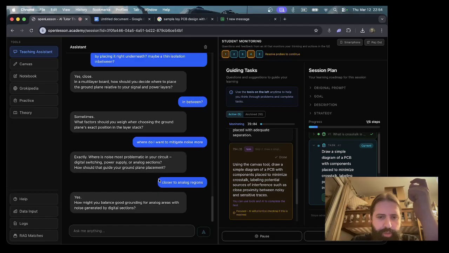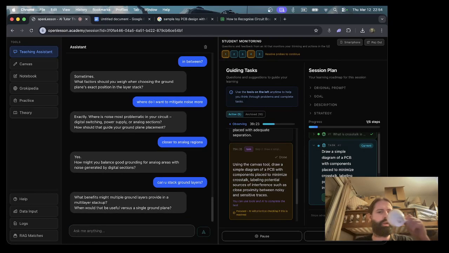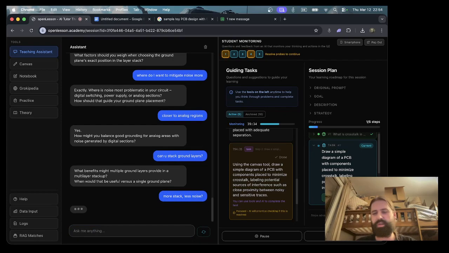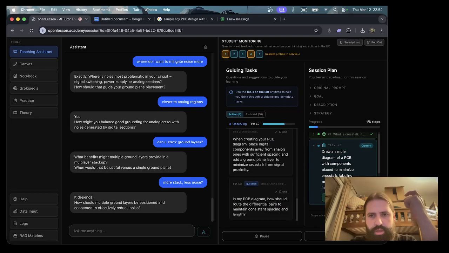How might you balance good grounding for analog areas with noise generated by the digital section? Can you stack ground layers? More stack, less noise, I guess. Yes.